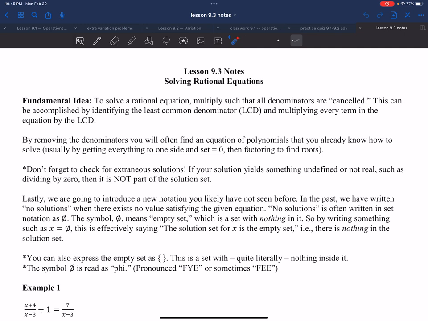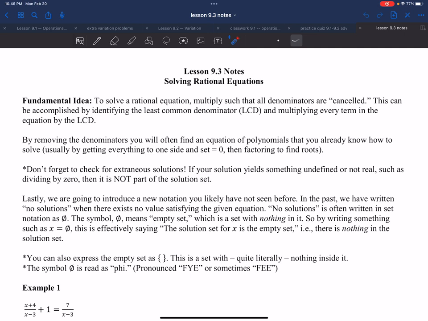So first, before we get into real world problems, I just want to talk about the fundamental idea for solving rational equations. Okay, it's pretty simple. In order to solve a rational equation, just multiply by something so that all the denominators go away, so that they're canceled. All right. Now, the most effective way to do this is to identify the least common denominator and then multiply everything by that LCD. You could find a common denominator, but you're probably going to make it more complicated than it needs to be. So just stick with identifying your LCD, multiply by that, and then you'll have an equation that you're pretty familiar with on how to solve.